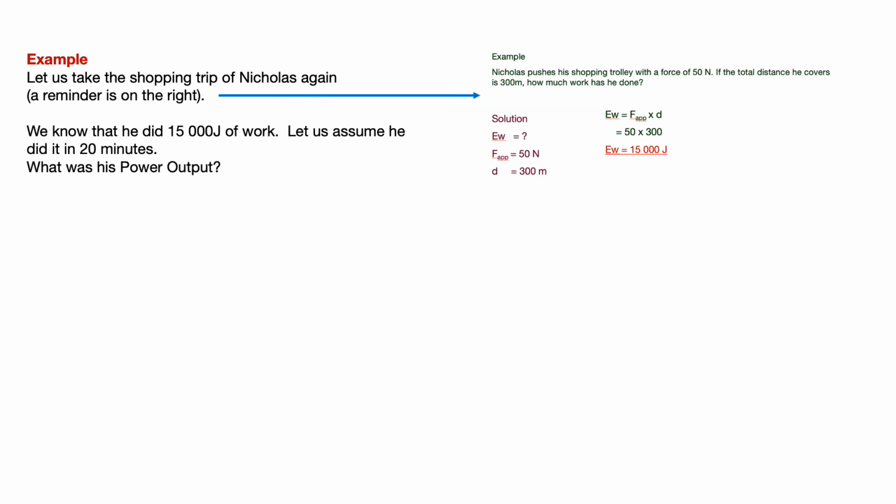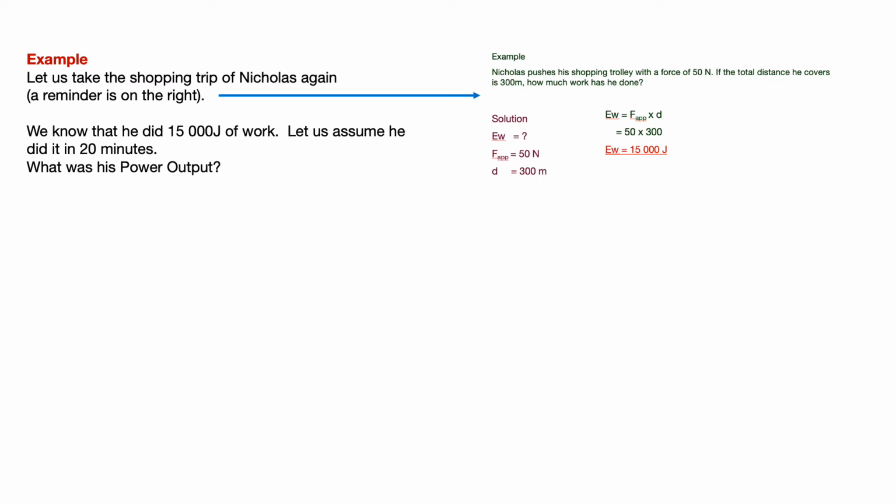Right, let's go back to our shopping trip again. There you can see it on the upper right of your screen. Nicholas pushes his shopping trolley around, 50 newton force applied, covers 300 metres. He did 15,000 joules of work. Let's assume that he took the longer time of 20 minutes. Let's find his power output.